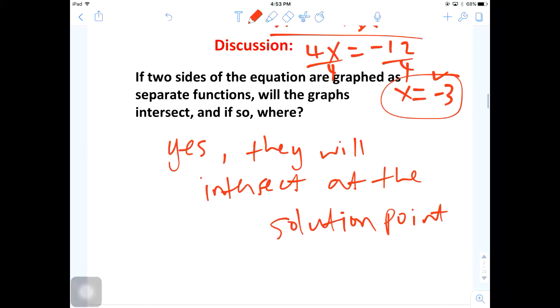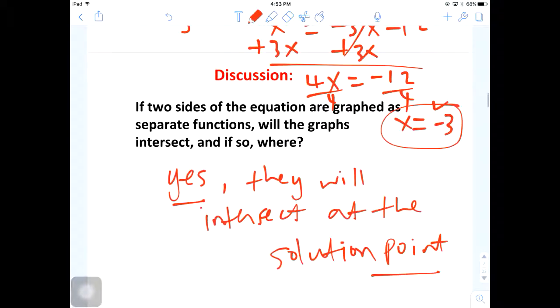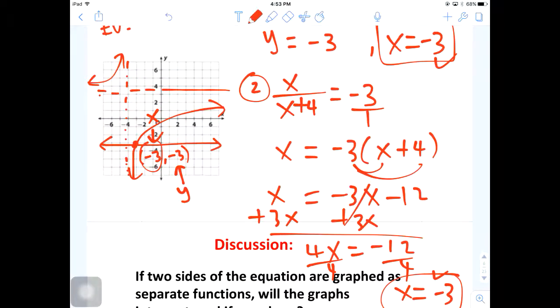Okay, so let's take a look at the discussion question for today. If two sides of the equation are graphed as separate functions, will the graphs intersect? And if so, where? So yes, they will intersect at the solution point. Okay, so the point where they intersect, just like right here, where we found, is the solution point.